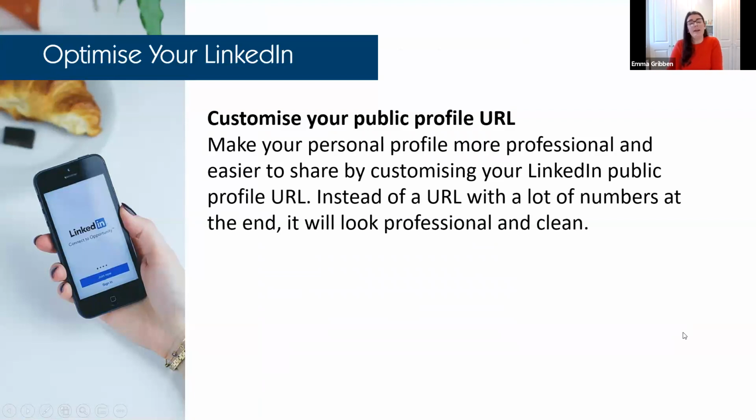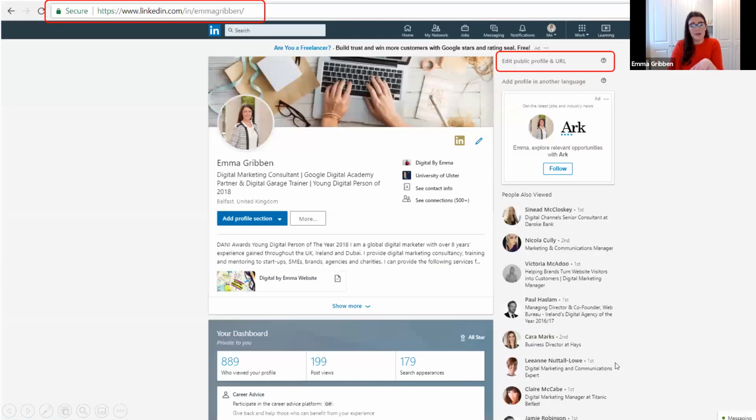Another thing that's a really good idea, particularly for business cards, is to customize your public profile URL. This is where you can have a dedicated URL for LinkedIn without a lot of numbers at the end. As you can see, mine is linkedin.com/in/Emma Gribben. I was able to create that in LinkedIn, and I can use that on my business card.